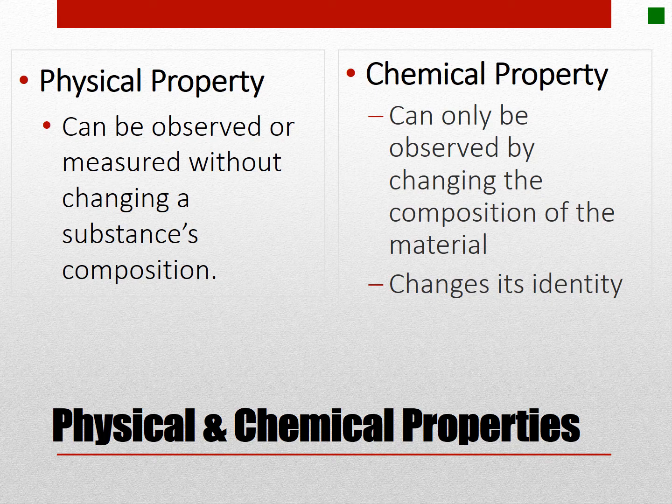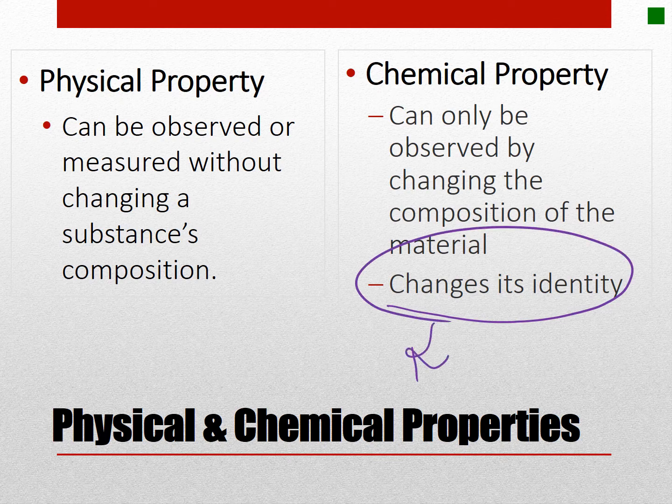A chemical property can only be observed by changing the composition of the material. And when you do that, this is the key, it changes the identity. That is the key difference between something that is physical versus chemical. A chemical property actually changes what it is made out of, not just what it looks like, but what it is actually made out of. So it's no longer just sulfur, it's sulfur and oxygen.